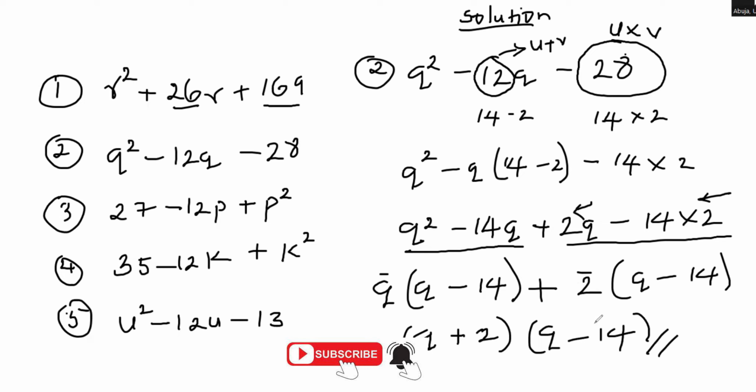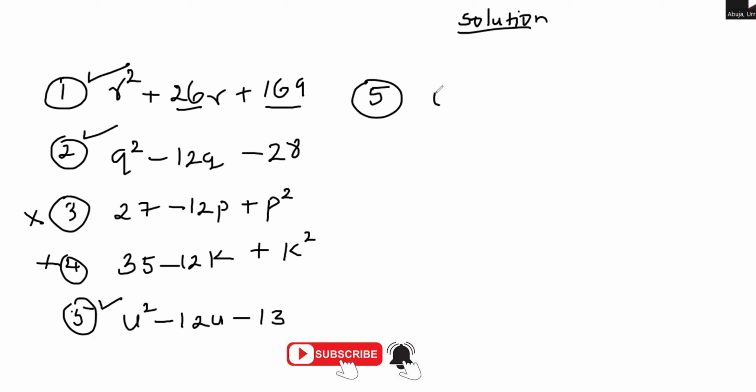Beautiful. All right, guys. So I've solved this question. I've solved this. I have solved this. Now I'm going to leave the last one, this particular one, so that you do this as a task and drop your answers in the comment section. Thank you, guys. Number 5 is u squared minus 12u minus 13.